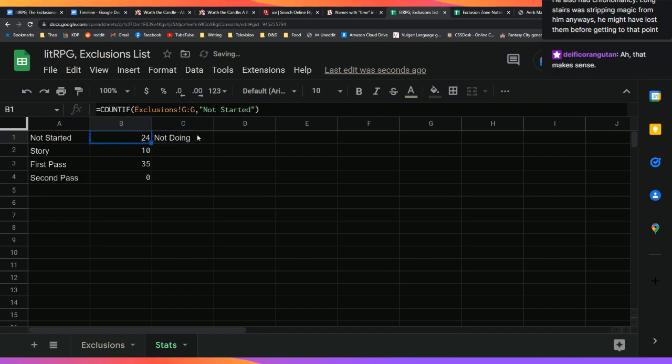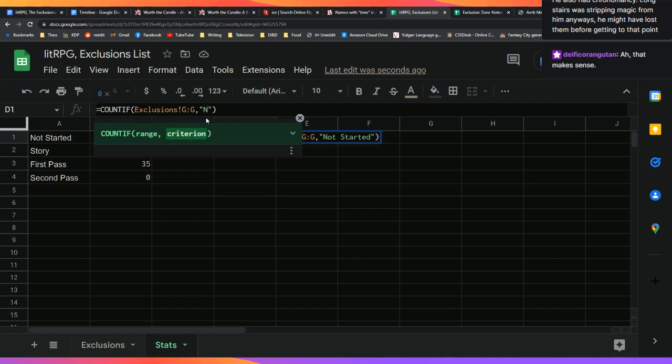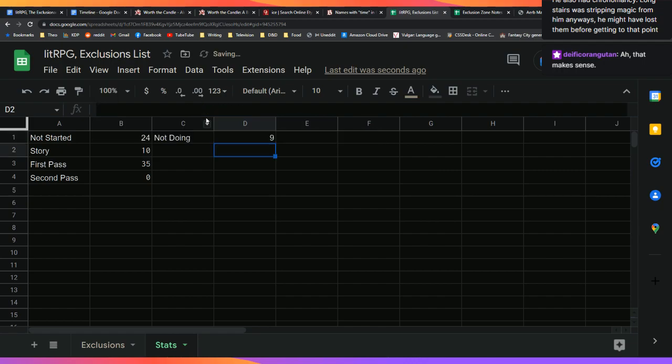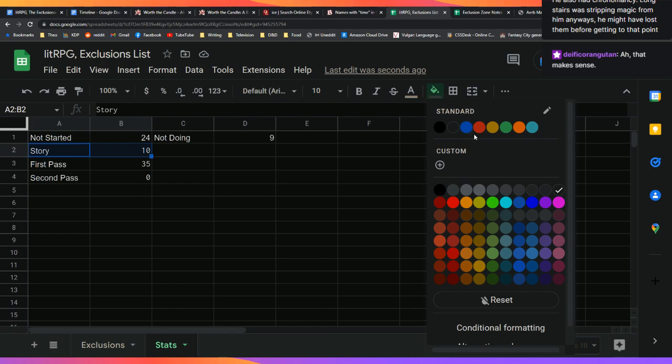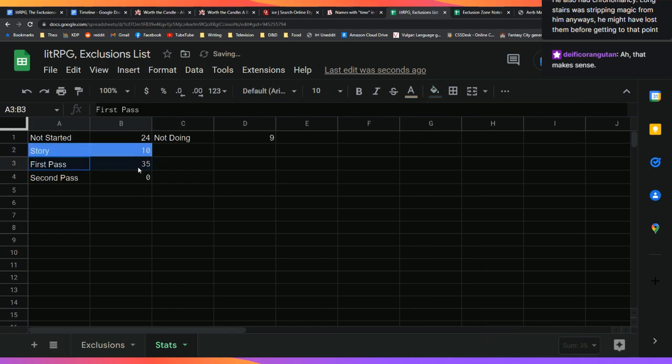Add not doing field. No. G, and then we not doing. Okay, and then not started as that color. Story is that color. First pass is red.